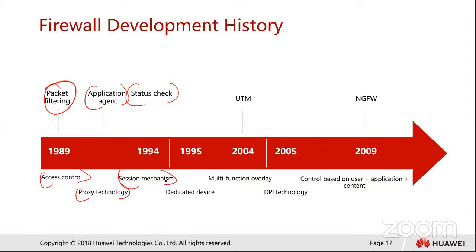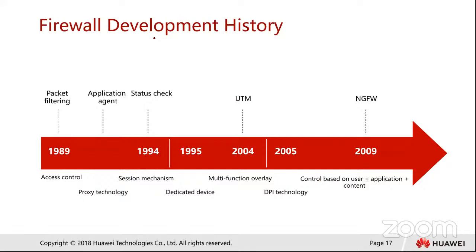Here they were dealing more with session mechanisms. From around 1995 to 2004, they were looking at UTM, the multi-function overlay and dedicated device using technologies like DPI. And from 2005 to 2009, this is where we got what we are calling the next generation firewalls. They control based on user plus application plus content.